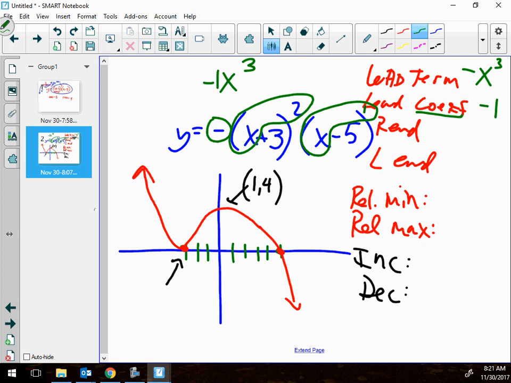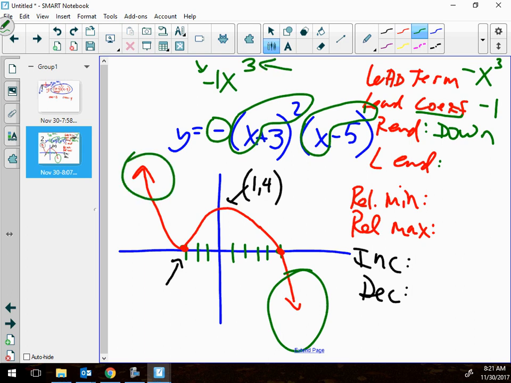Next up, the right end. The right end of this function is this area, and that appears to be going down. And that's because of this negative. Then the left end is either the same as that or the opposite of that. Since this is odd, it's the opposite of that, and it's going up.